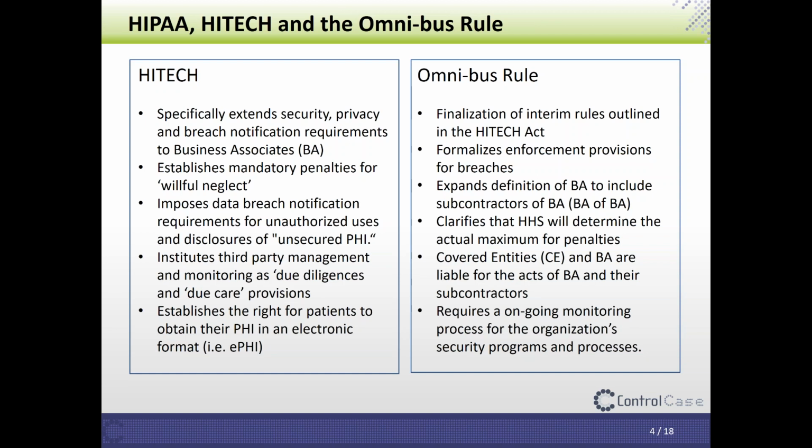The omnibus rule really implemented HITECH and finalized it, and it formalized the enforcement provisions for breaches in case they do happen when it relates to healthcare data. It also clarified that the Health and Human Services will determine the absolute maximum for penalties, and really laid down that both covered entities and business associates are liable for the acts of business associates and their subcontractors.